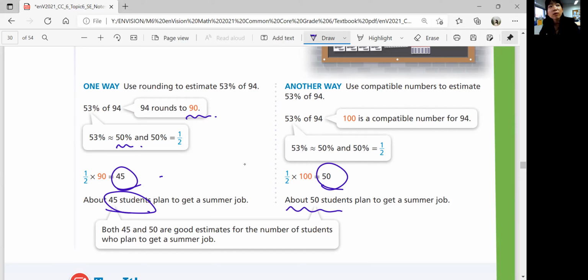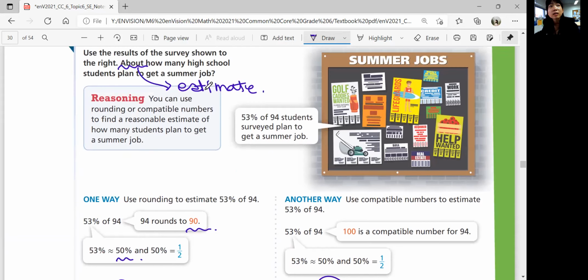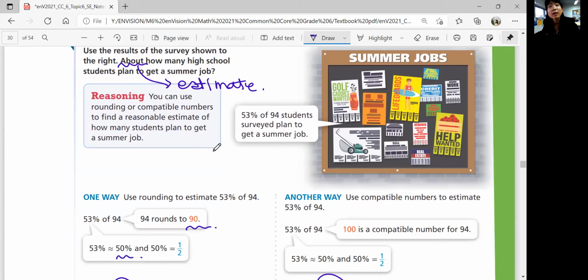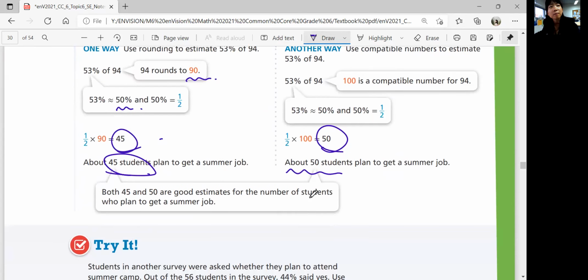So both 45 and 50 are good estimates. They're close. It's going to be around 45 or 50 who plan to get a summer job. When you round down, you get 45, and when you round up 94, you get 50. Since the question asks you about how many, that means you can estimate, and it could be either way. You're not too far away from the answer if you say 45 or 50.